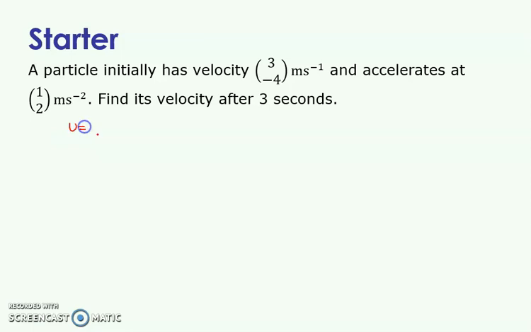So if we did this in Year 12, a particle initially, because it says its initial velocity, I'm writing u equals (3, -4), and accelerates at (1, 2). So a equals (1, 2). Find its velocity after 3 seconds.